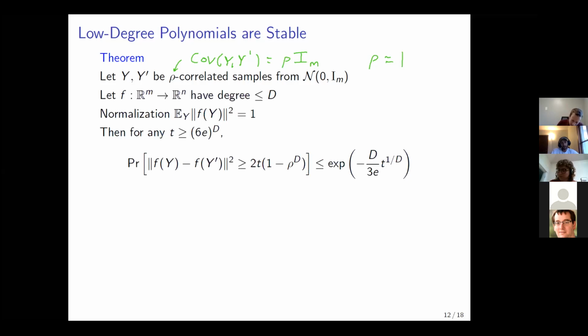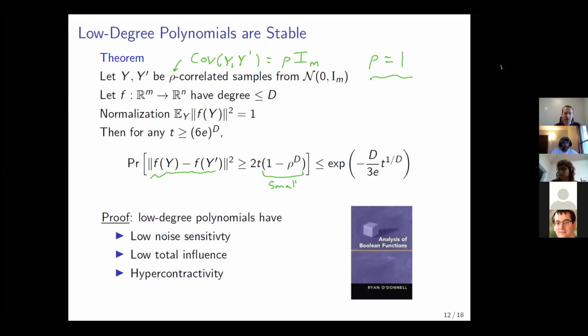I mean, sort of a tail bound saying that, if I look at f's output on y versus f's output on y prime, then with pretty high probability, this needs to be small. So remember, I'm taking p equals 1, or p close to 1. And so this is going to be some very small value. Right, so this is sort of a sense in which low-degree polynomials do not change their output too much when the input is changed, so long as this change is in a random way.